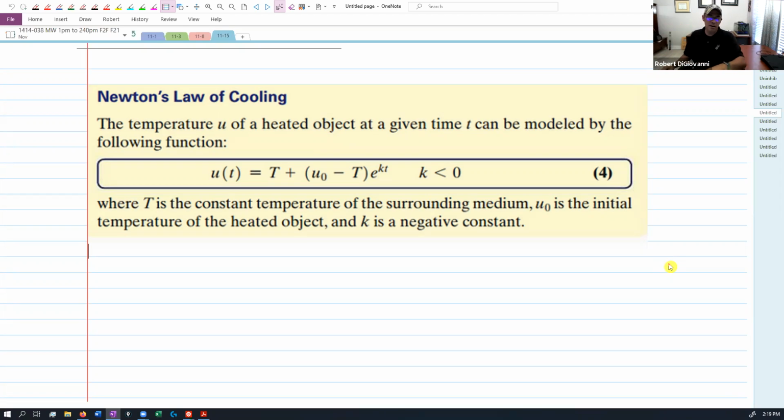This formula allows you to calculate how much time it takes for something to reach what's called the ambient temperature. That's the temperature of the surroundings. Does anyone know what this is used for?